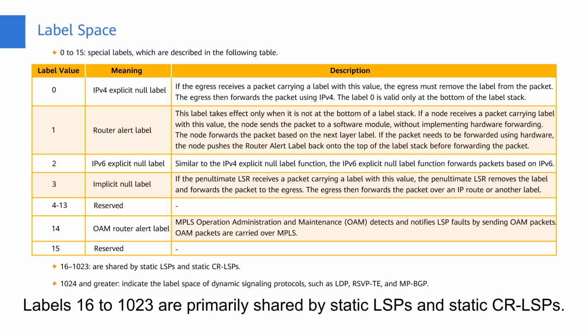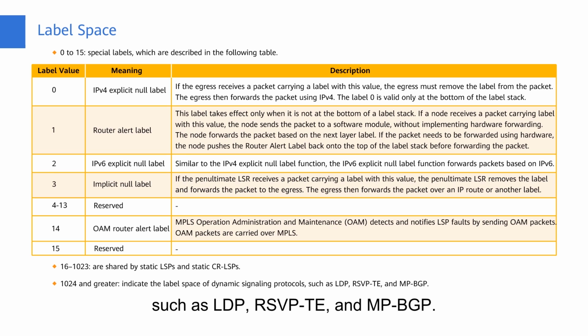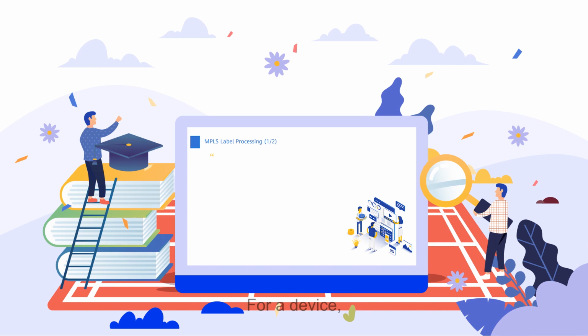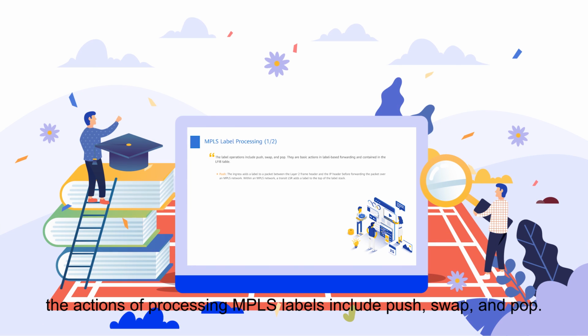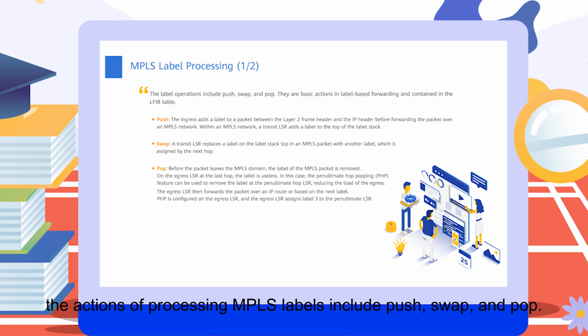Labels 16 to 1023 are primarily shared by static LSPs and static CR-LSPs. Labels 1024 and greater are used by dynamic signaling protocols such as LDP, RSVP-TE, and MP-BGP. For a device, the actions of processing MPLS labels include push, swap, and pop.